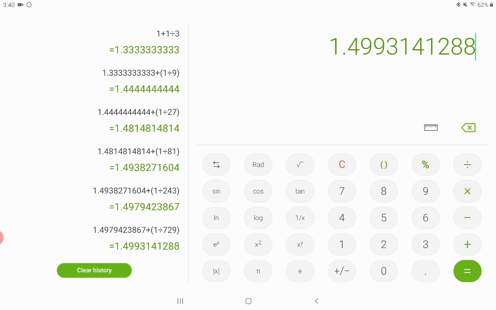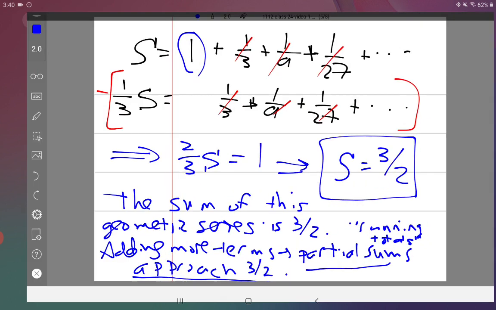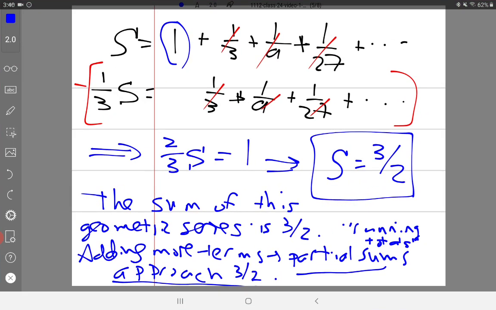But see what's happening at 1.4, 1.48, 1.49, 1.499. Seems to be getting eerily close to 1.5, right? Well, 1.5 is 3/2. That's the summation, the sum of this series that we're expecting.